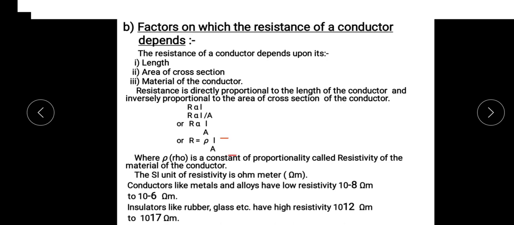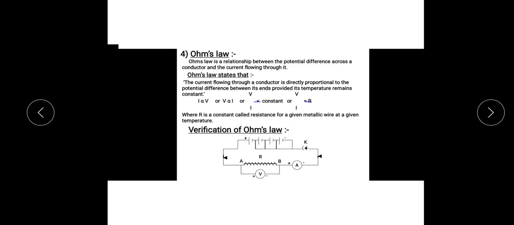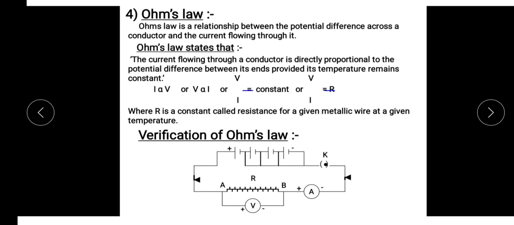The first point: replace the wire AB in the previous diagram with another one of the same material and thickness but of double its length. Measure its resistance by measuring V and I. It is found that the resistance of the wire is double that of the wire AB. This means that the resistance of a conductor is directly proportional to its length.